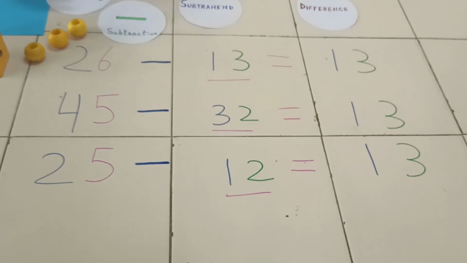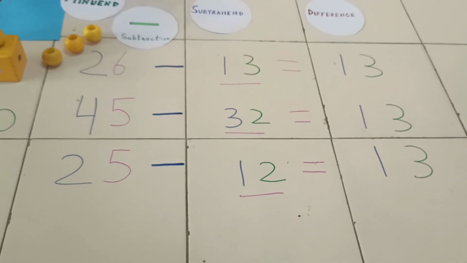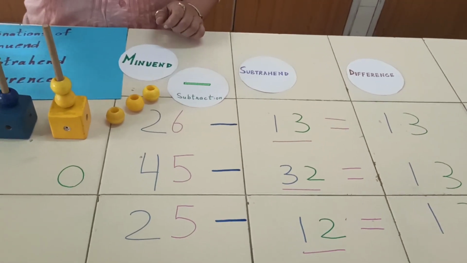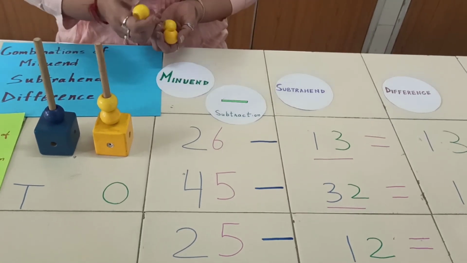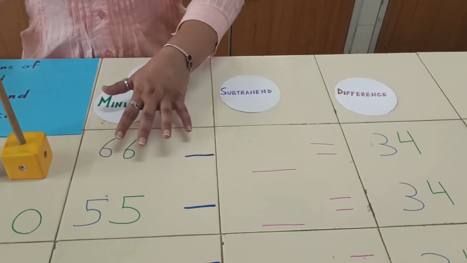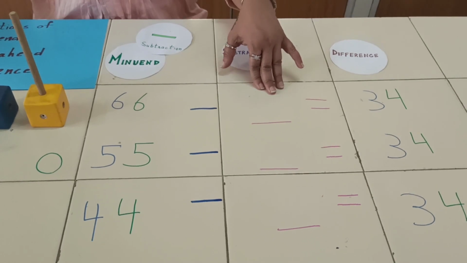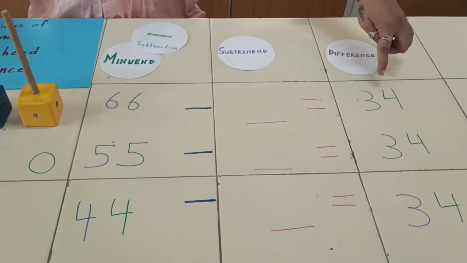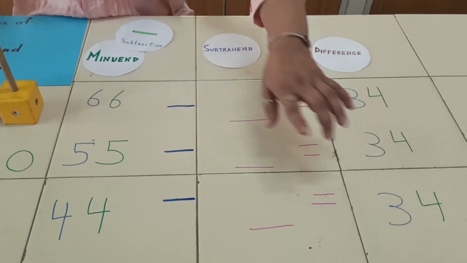There are many more combinations. This is how you are going to solve it. Let's move to the next example. These are the different combinations which we are going to find for the difference 34.